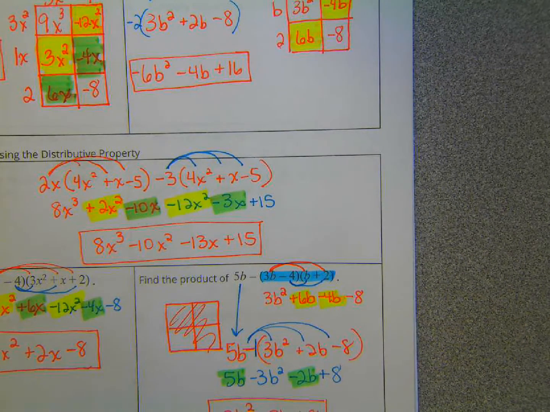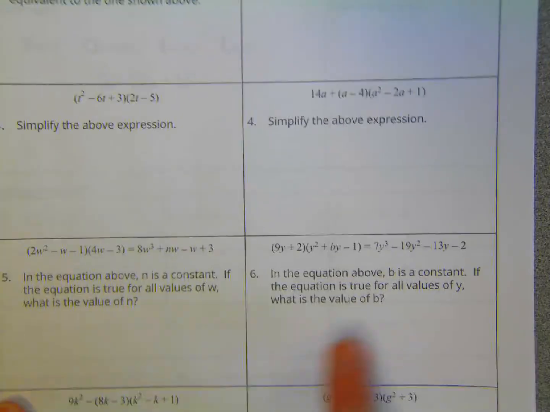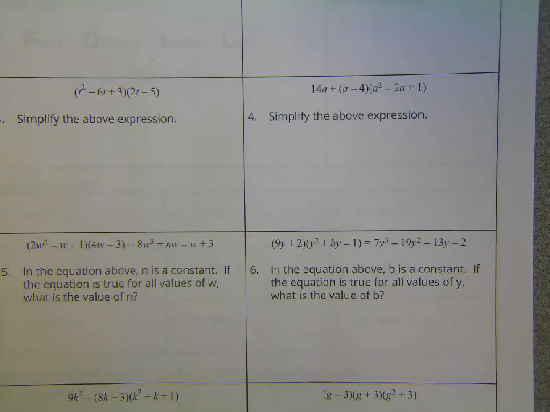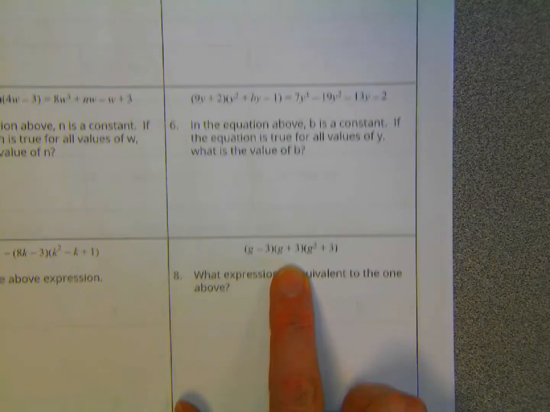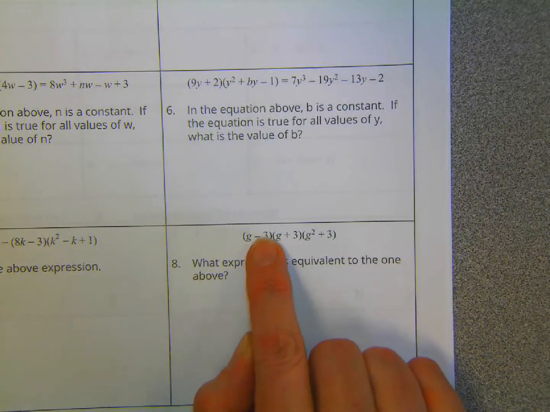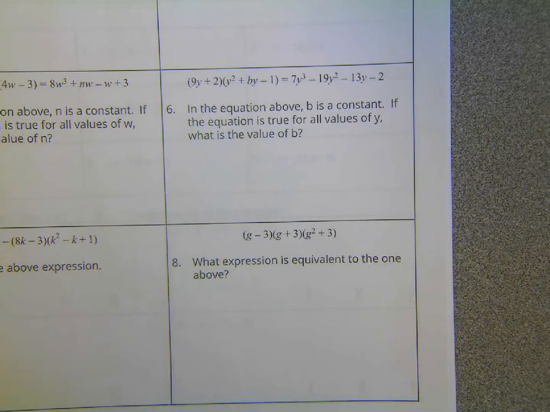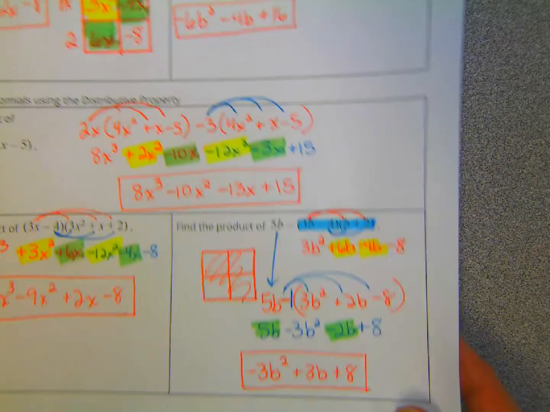So there you have it, multiplying polynomials using the distributive property. On your homework on page 8, every problem on here can be done using whichever method you prefer. It doesn't make any difference at all. Ooh, a challenge. You know what you're going to have to do here? You're going to have to multiply those two together, get that answer. It'll be a trinomial, and then you have to multiply that by this. You can do that. All right, have a good day.